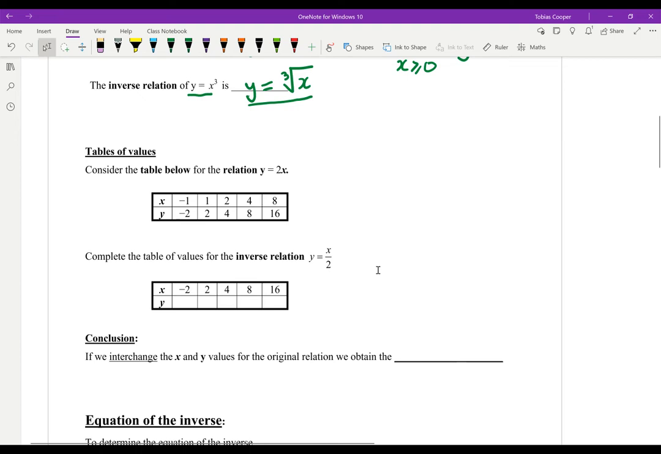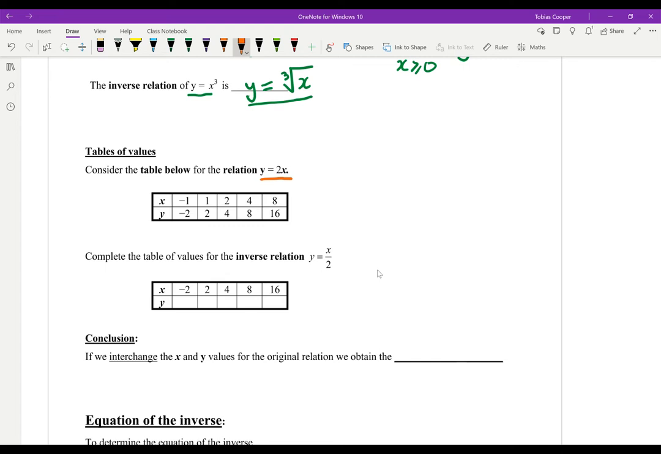So here we have a table of values for y equals 2x. Okay, so you can see here all of these y values have been formed by doubling the x values. So double 4 is 8, double 8 is 16. Right, because this is the table of values for y equals 2x.